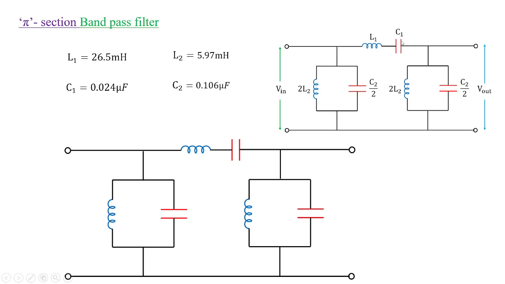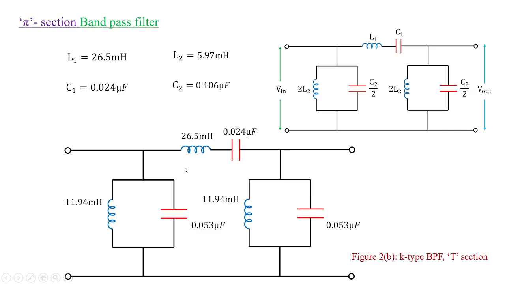So the L1, C1 values with C2 by 2 and C2 by 2 are given by 26.5 millihenries and 0.053 microfarads respectively, and the other parameters, that is C1, which is 0.024 microfarads, and 2L2, that is 5.97 multiplied with 2, will give you the value as 11.94 millihenries. So this is the design of the band pass filter.